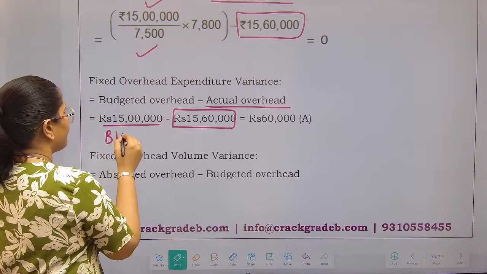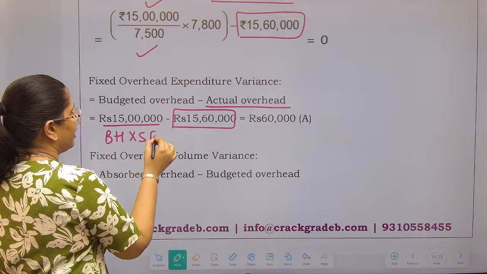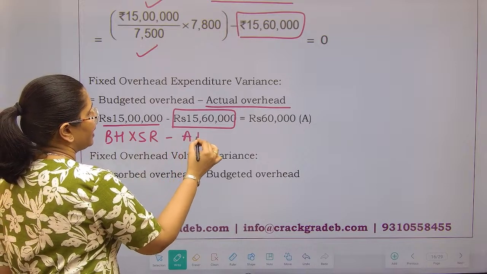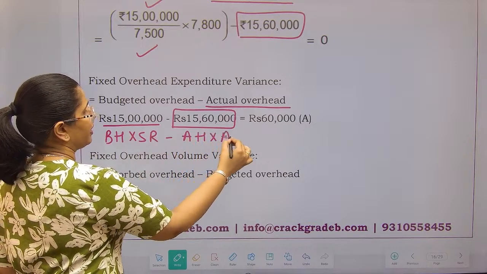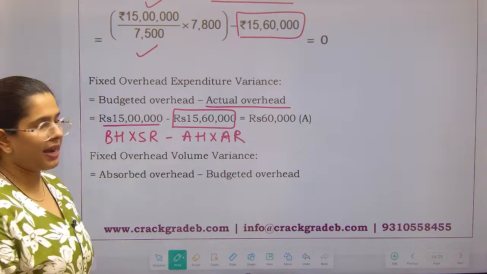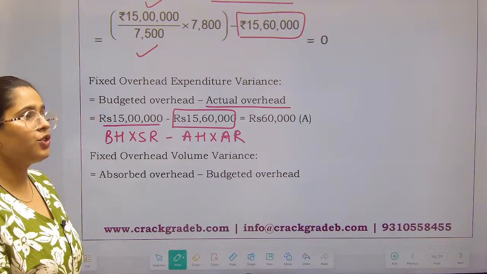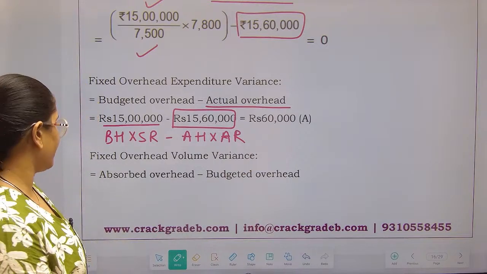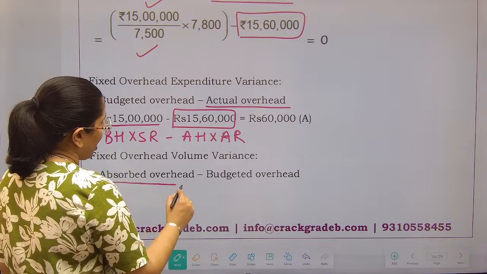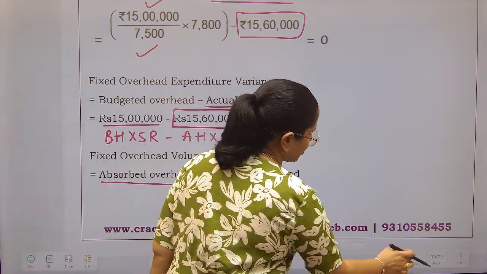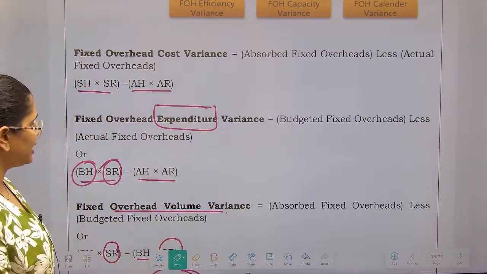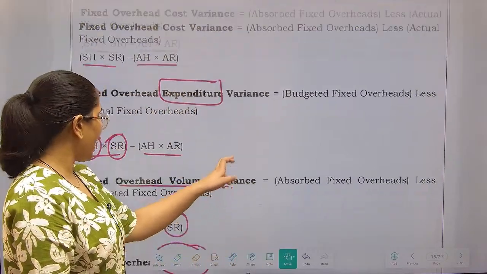Budgeted hour multiplied by standard rate, actual hour multiplied by actual rate. This is my expenditure variance. Now next we need to talk about the volume variance. Volume variance में absorbed overheads less budgeted overheads. Please remember these formulas, they will be more handy for you.